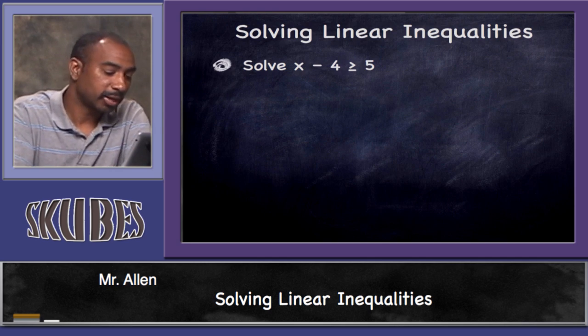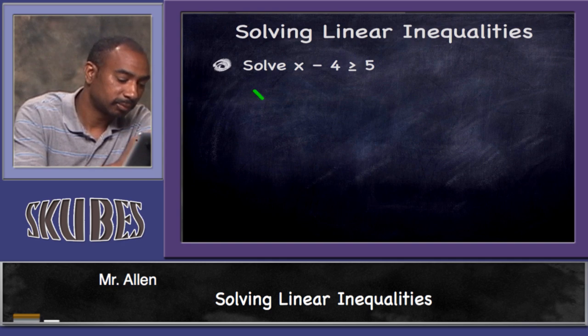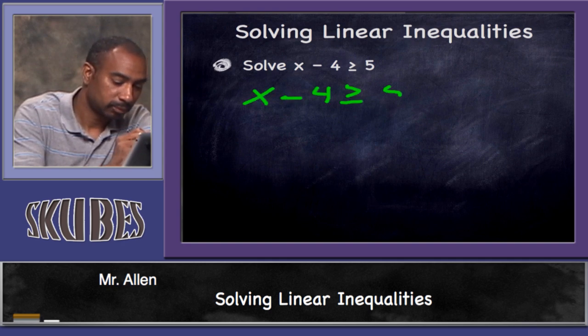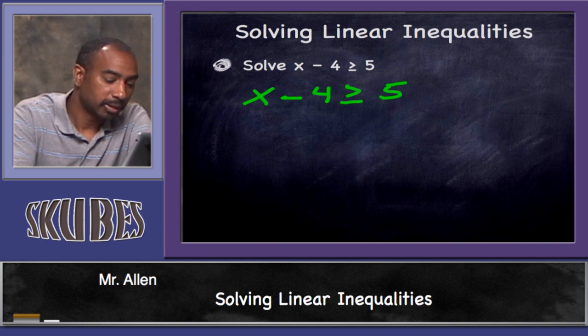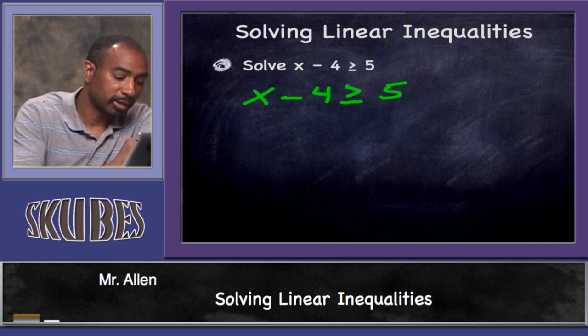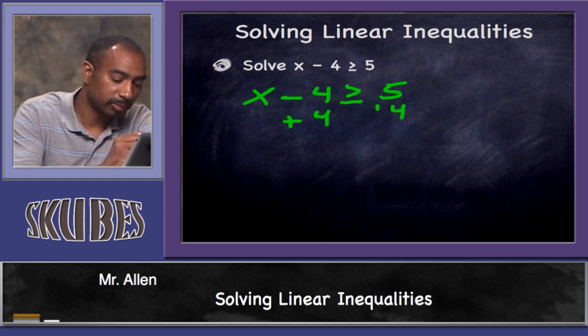All right, solve x minus 4 is greater than or equal to 5. Just like in the last equation, you want to get x by itself. So the opposite of negative 4 is positive 4. So you're going to add 4 to both sides. So x is greater than or equal to 9.